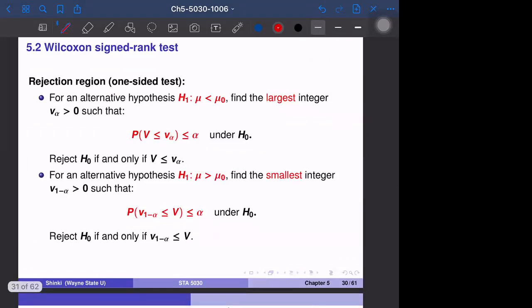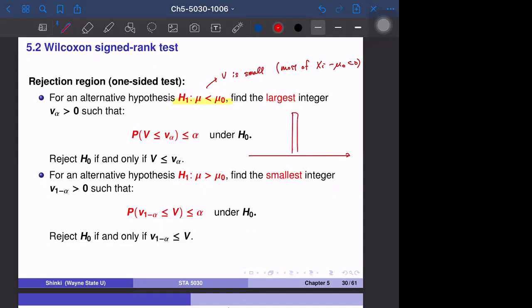In the one-sided case, we have the same thing. Suppose the alternative hypothesis is mu is smaller than mu naught, then we reject only if V is smaller than some threshold. In this case, V is small, mu is less than mu naught. That means most of x minus mu naught is negative, right? So most of that is negative, and V is small. V is the rank sum of the positive ones.